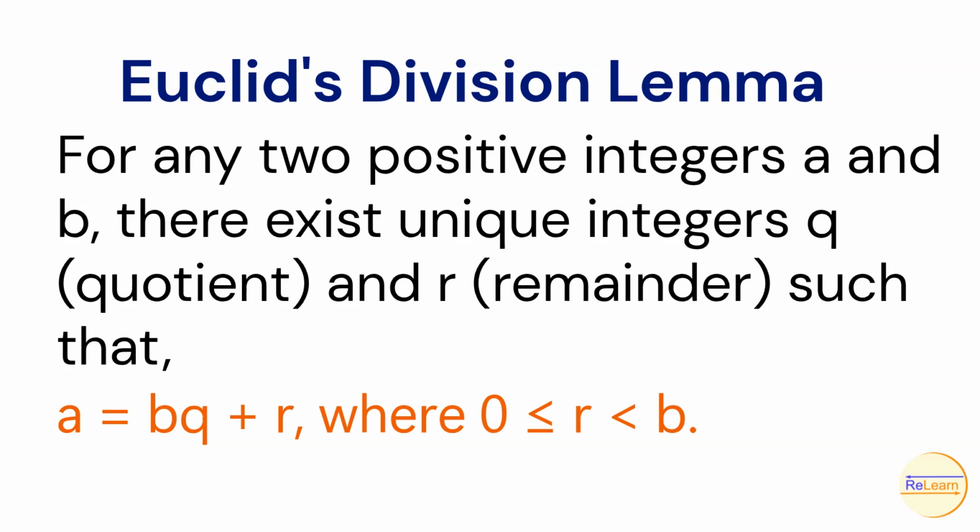Euclid's division lemma. It states that for any two positive integers a and b, there exist unique integers q, quotient, and r, remainder, such that a is equal to b q plus r, where 0 is less than or equal to r and r is less than b. In simpler terms, when you divide one number, a, the dividend, by another, b, the divisor, you get a quotient, q, and a remainder, r. The remainder will always be a non-negative number smaller than the divisor.